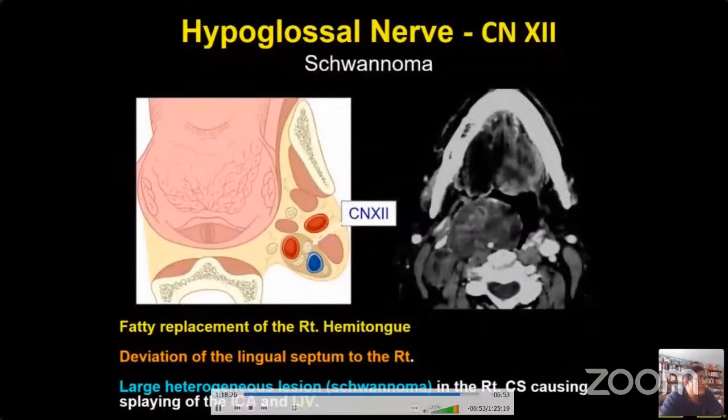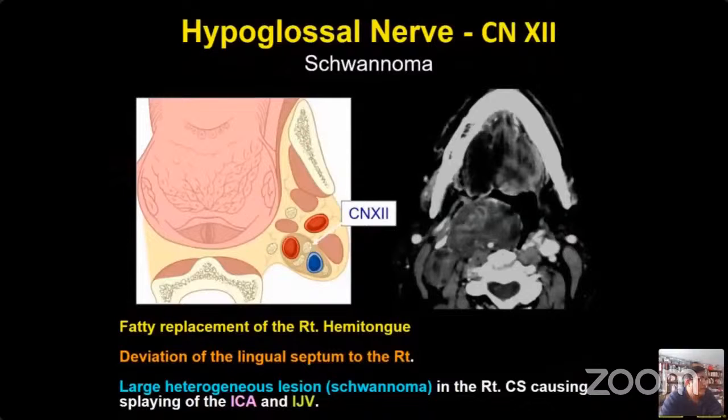Again, you can see this is a huge mass at the skull base, but at the same time, you can see fatty atrophy of the tongue, and you can say this is because of the hypoglossal nerve schwannoma.